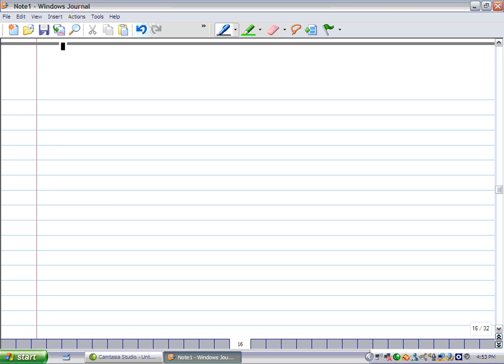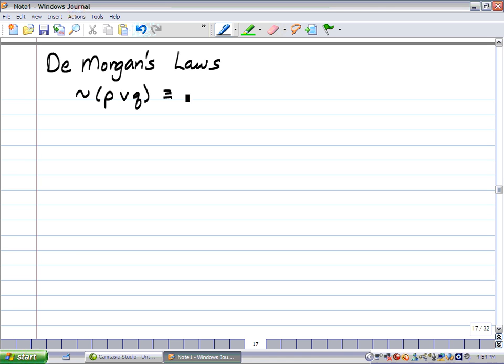Okay, the other thing we're going to use is called DeMorgan's laws, and they have to do with negation. The negation of P or Q is not P and not Q. The other DeMorgan law is the negation of P and Q. It's equivalent to not P or not Q.